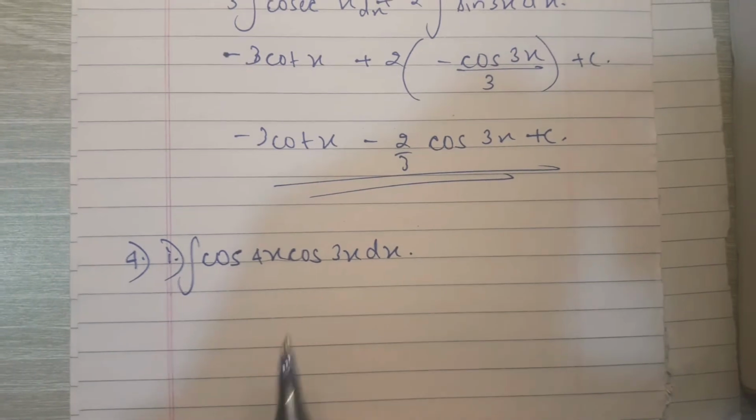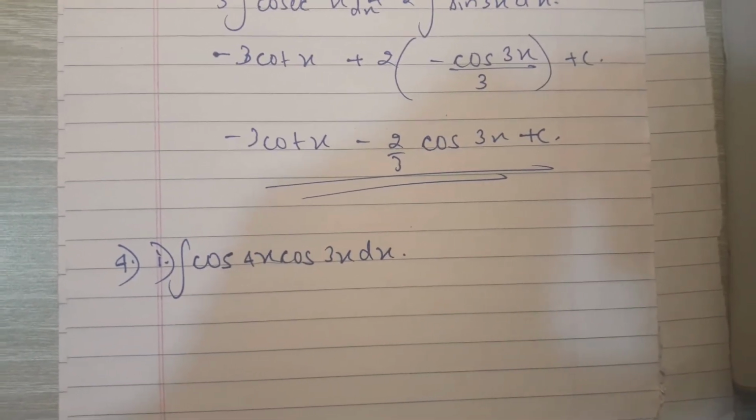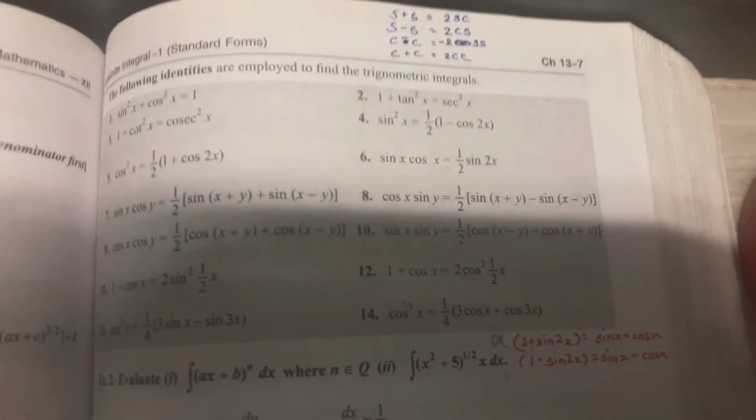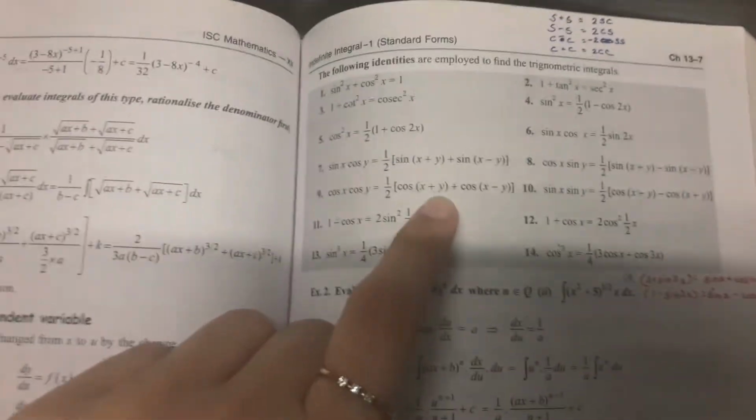With that, we finish question number 3, and now we move on to question number 4. First sub-question of question number 4 is integral of cos 4x cos 3x dx. If you turn to page number 13.7 in your book of OP Malhotra, you can see that we integrate cos x cos y like this. We can write it like this: half cos x plus y plus cos x minus y. So let's write it like that.